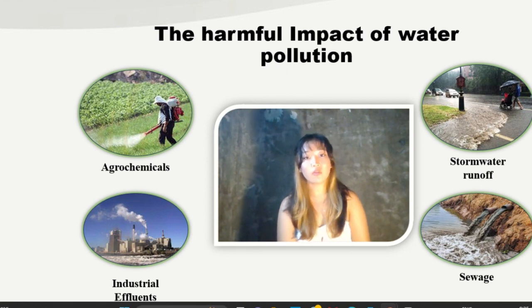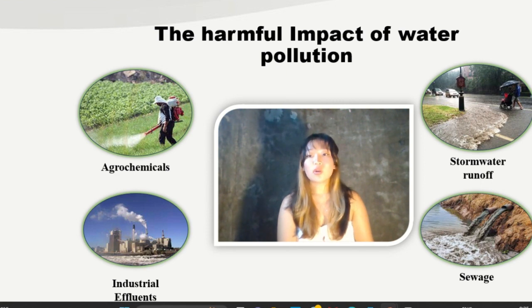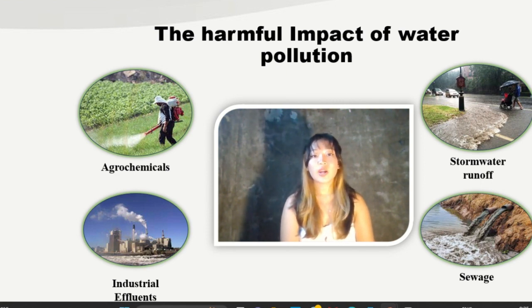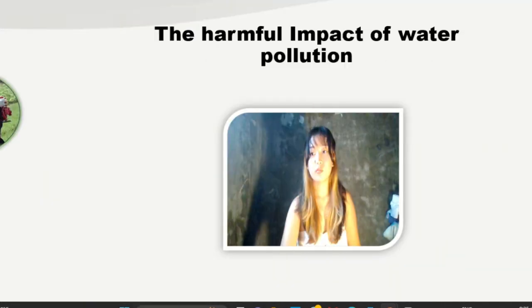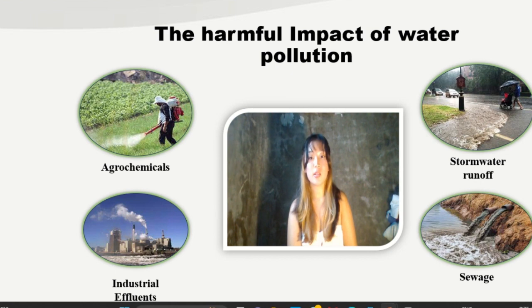The effects of water pollution are various. They include impure drinking water, poisonous food for animals due to these organisms having bioaccumulated toxins from the environment over their lifespans, and many more. So we have agrochemicals, stormwater, industrial effluent, and sewage.